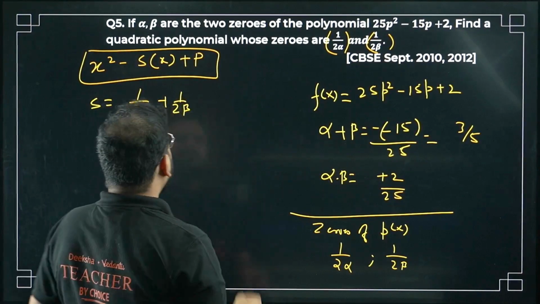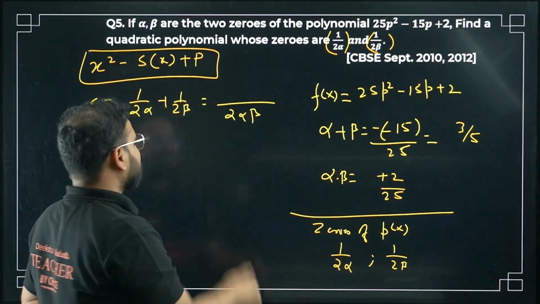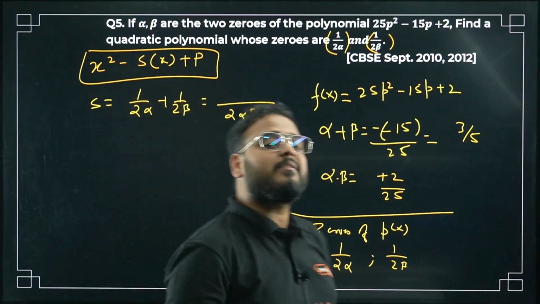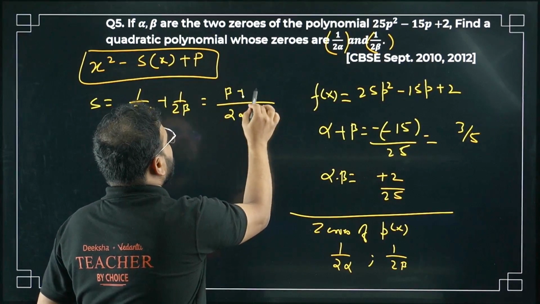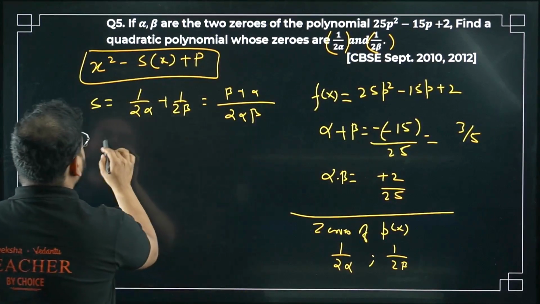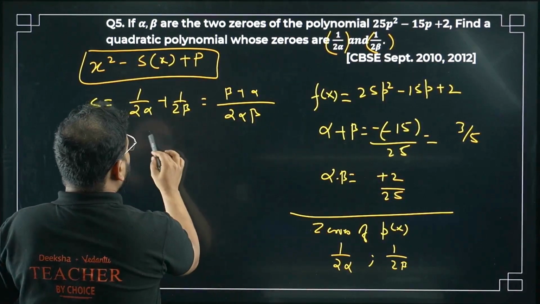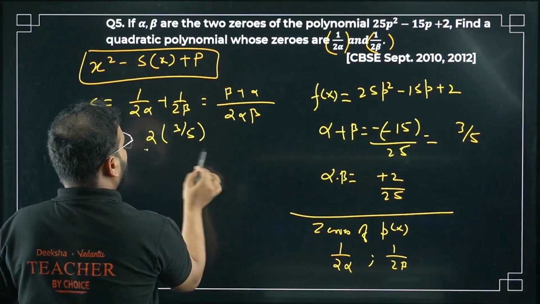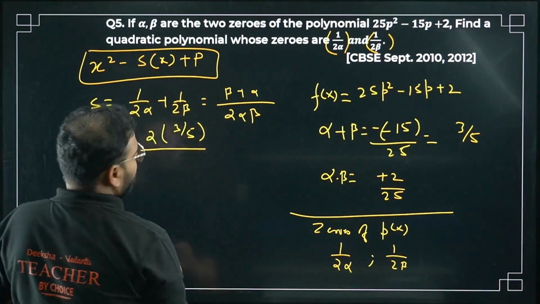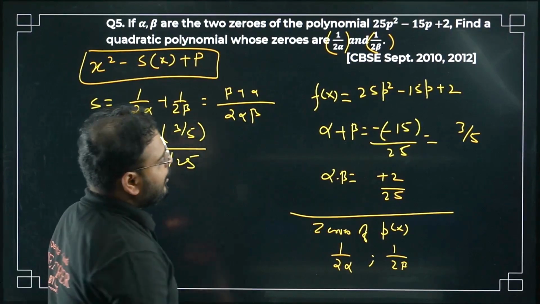1 by 2 beta, what is the answer going to be? 2 alpha beta is common, right? That's the LCM of 2 alpha into 2 beta. What's the LCM? 2 alpha beta, okay? How much is that going to be? Beta plus alpha. So what I have so far is, sum is turning out to be 2 times of 3 by 5, divided by 2 times of 25.